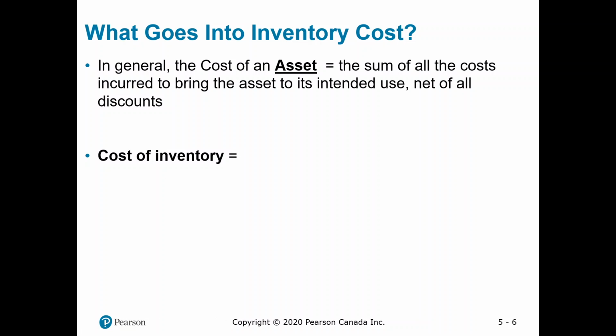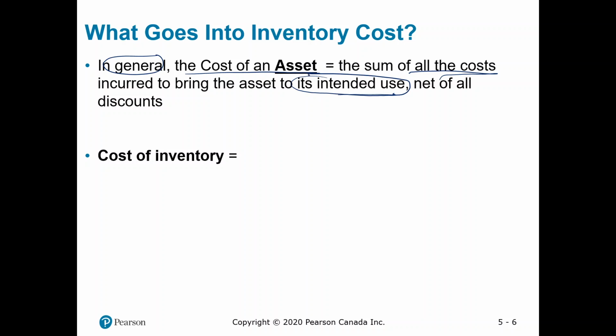So what goes into the cost of inventory? And it's more than just what we purchase. Taking a step back first and looking at what goes into the cost of an asset in general: an asset is the sum of all of the costs incurred to bring that asset to its intended use, net of all discounts. So if there's any kind of a discount available, you would subtract that. But it's all of the costs to bring it to its intended use.